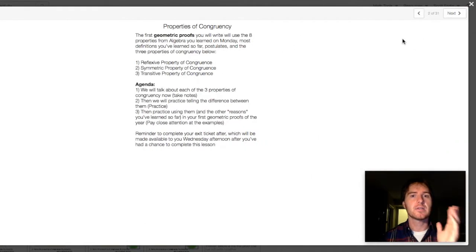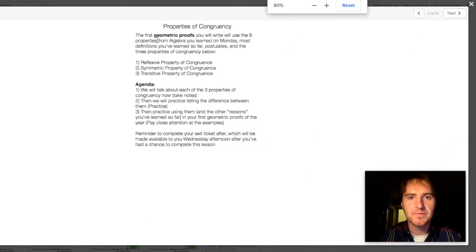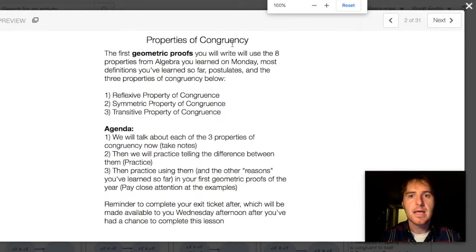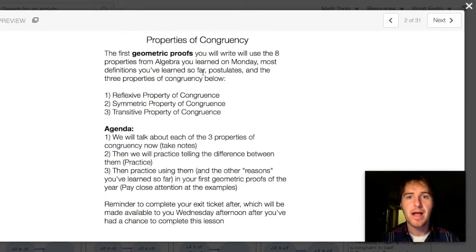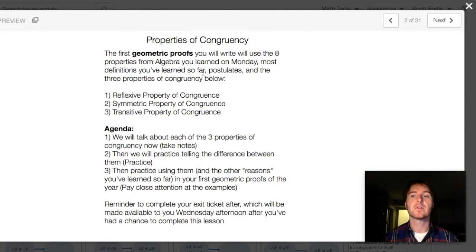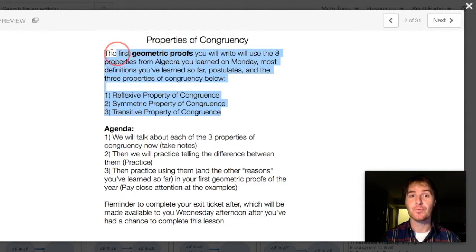We got here the agenda of today. So your first geometric proofs is the topic of today's class. You're going to use the 8 properties from algebra you learned on Monday. Okay, so we'll use those today. Also, most definitions you've used so far, postulates, and the 3 properties of congruency below. This is sort of telling you what is in the first geometric proofs that you'll do this year.